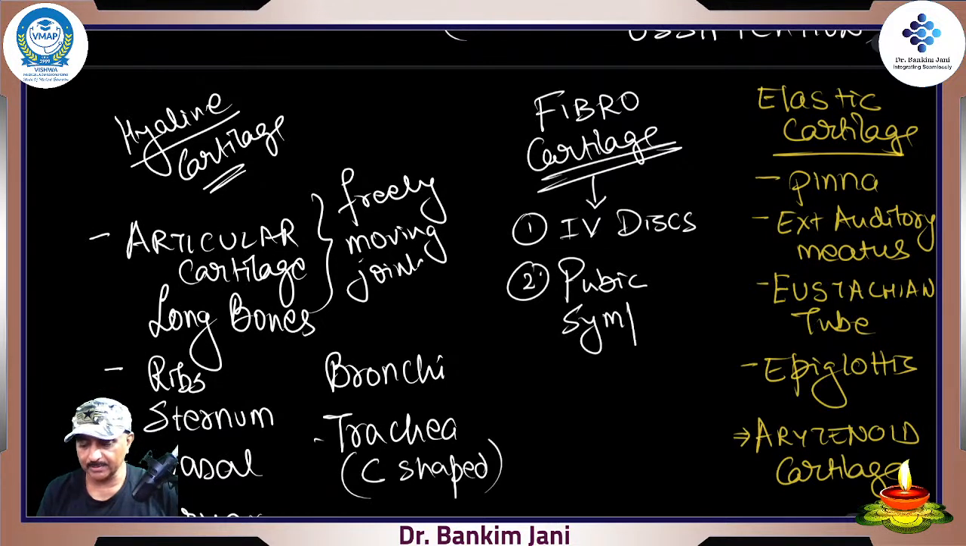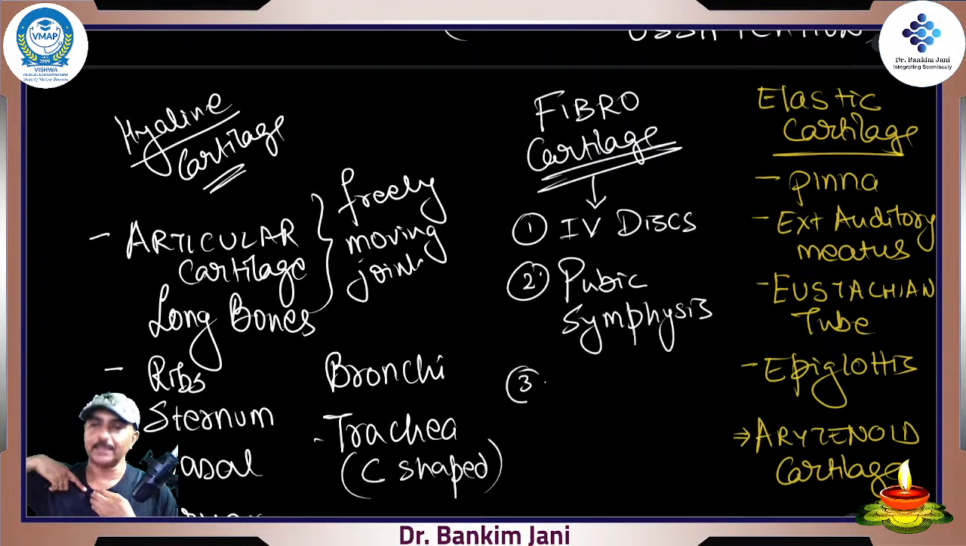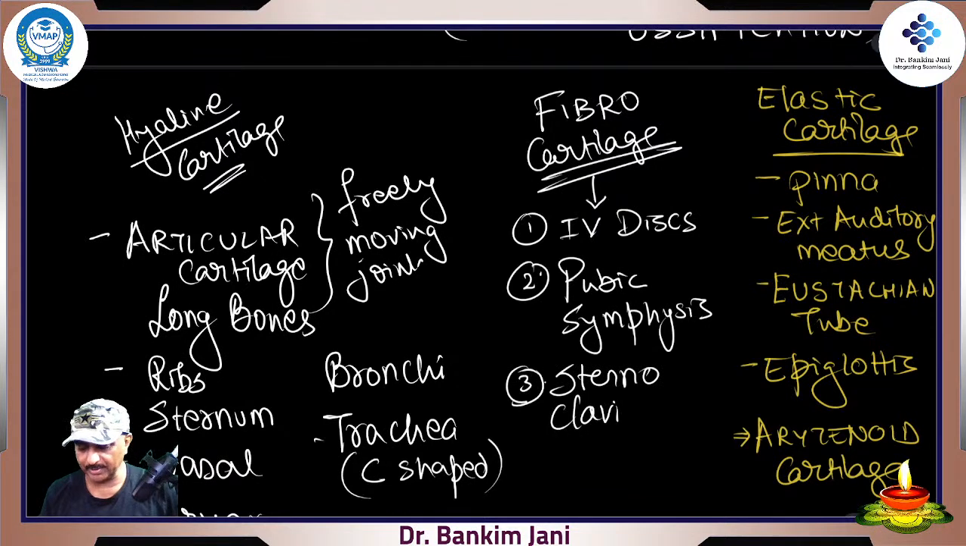Pubic symphysis, where the two pubic bones meet, right? Where the two pubic bones meet, there is very little movement, but the strength should be there, right? So that is the pubic symphysis. Then the sternum, right? That's the sternum and the clavicle. Yes, your beauty bone, right? The sternum and the clavicle. The joint is called the sternoclavicular joint. Sternoclavicular joint, right? See all those areas, right?